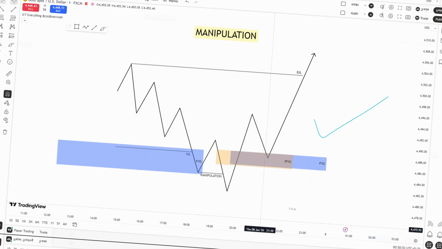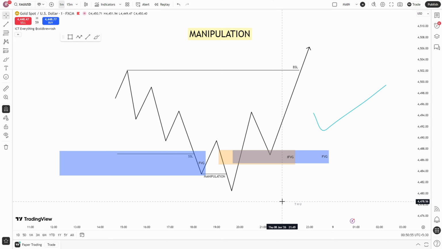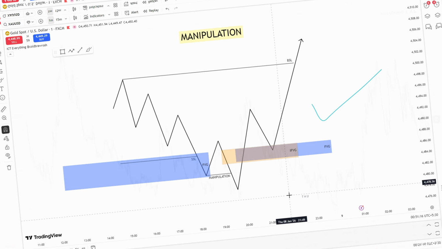Now let me show you some real market examples of how to properly observe manipulation and avoid getting manipulated yourself. Pay close attention to price behavior, not indicators. Because once you learn how manipulation actually forms, you will stop reacting emotionally and start anticipating moves like smart money does. Let's break it down step by step.